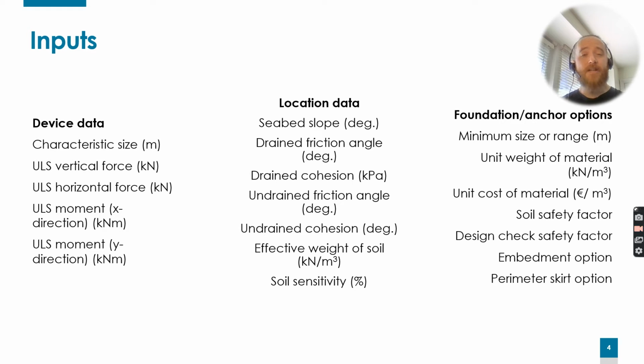Under location data, we've got a list of seabed parameters. We're planning to get these from the selkie GIS techno-economics tool or a standard lookup table to try and make this as easy as we can for the user, and they're going to be able to adjust these default values as well. And then finally, under options, we've got the size range for our foundation, we've got the density and unit cost of our foundation material, and our safety factors, as well as our embedment and perimeter skirt options.